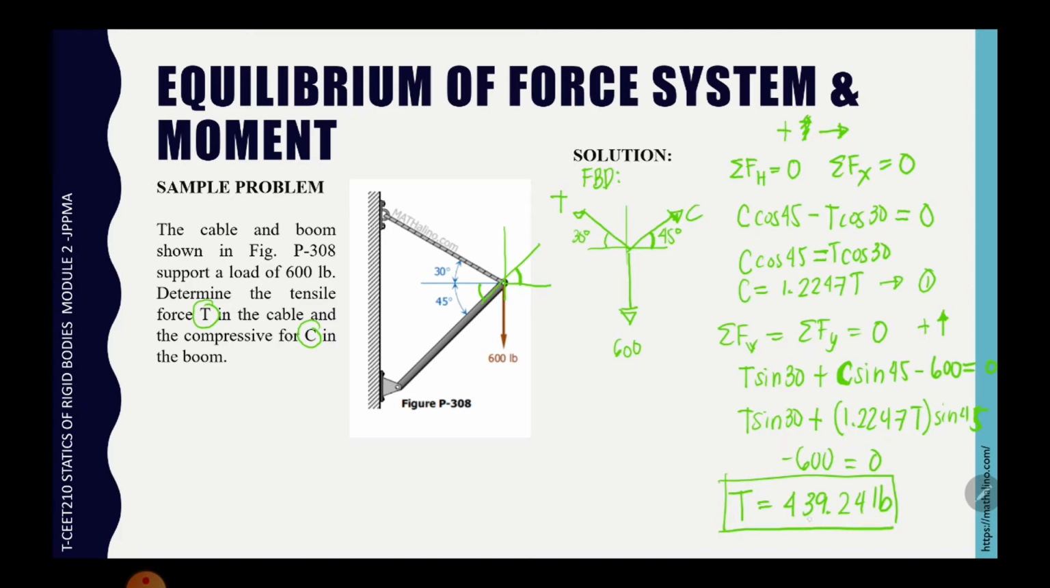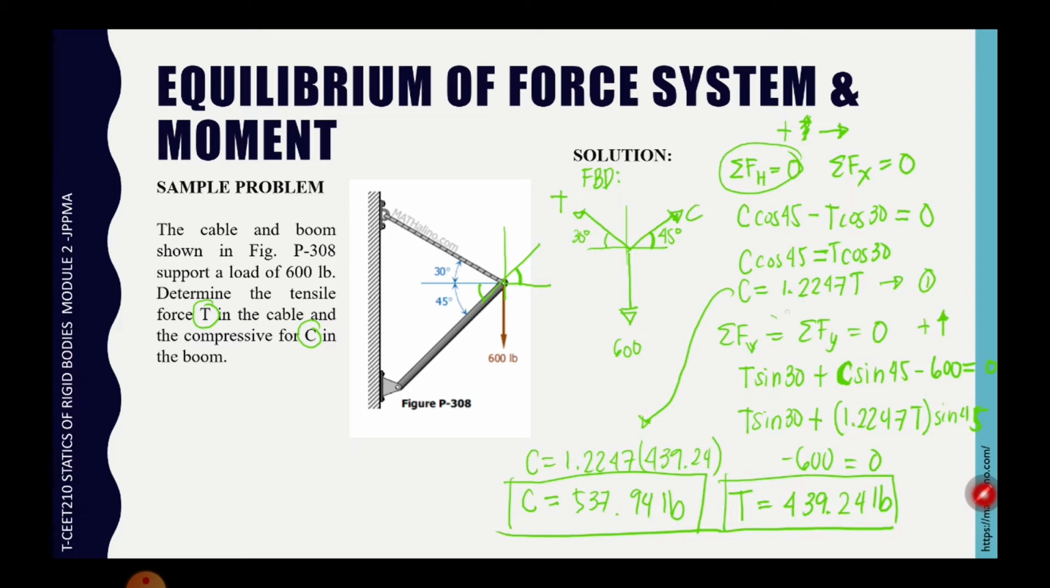Para makuha mo naman si compressive force na C, gagamitin mo lang yang formula na yan. Kaya magiging C is equal to 1.2247 times 439.24. And C is equal to 537.94 pounds. Ayan. So, pag equilibrium, lagi nyong i-equal sa 0. Katulad ng formula natin kanina.